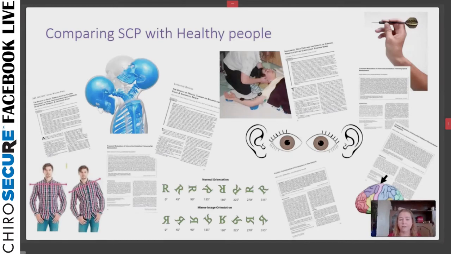So how are they functioning differently? The people with subclinical pain, they're less aware of where their elbow joint is in space. They're less aware of where their shoulder joint is, where their body movements compare to shoulder movements.